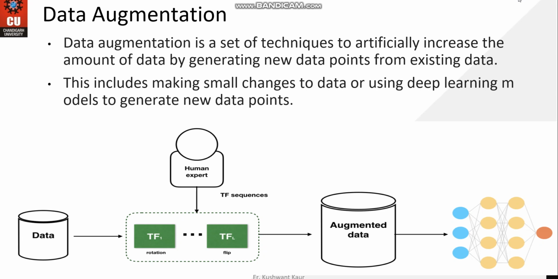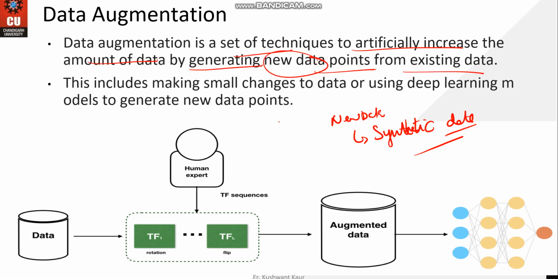So companies are going with the alternative that from a small amount of data, new data can be generated, which is also known as synthetic data. This data is basically generated by the process of data augmentation. So data augmentation is nothing else than a set of techniques to artificially increase the amount of data by generating new data points from the existing one. It includes making small changes to the data or using deep learning models like GAN to generate the new data points.